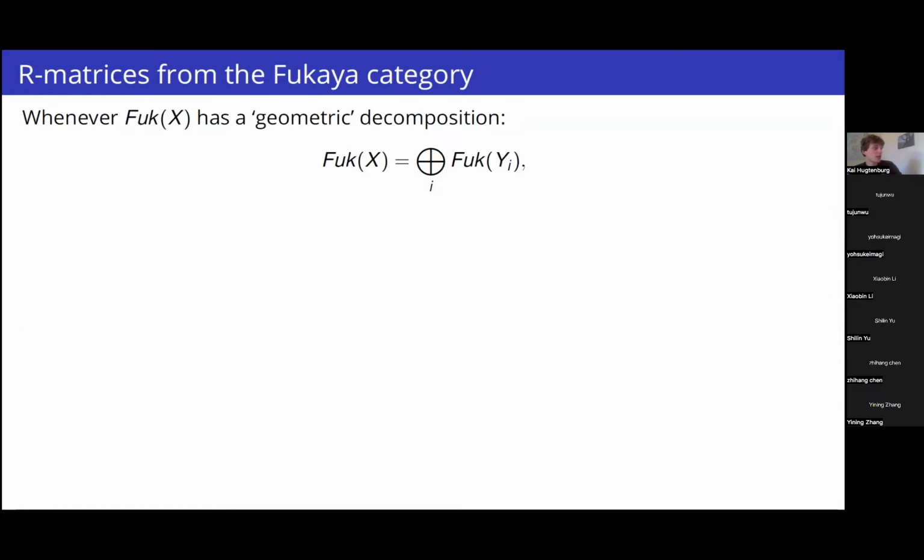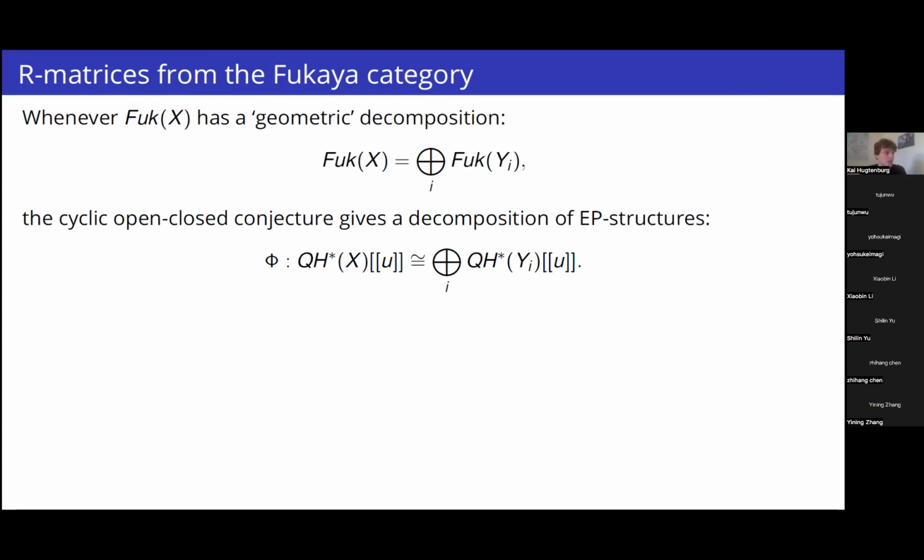So back to the case when this Fukaya category has some sort of geometric decomposition. You just have Fukaya categories of some spaces Y_i. Then the isomorphism of TEP structures gives you some decomposition: the quantum cohomology TEP structure of X will decompose as a direct sum of quantum cohomologies of the spaces Y_i. Now, on the left-hand side, on the quantum TEP structure of X, we already know that there exists a canonical splitting, which is just given by sending an element alpha to an element alpha.